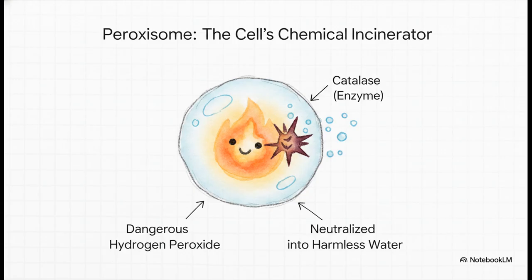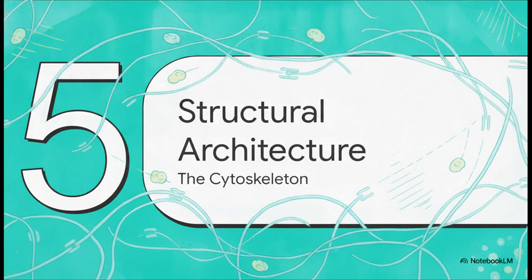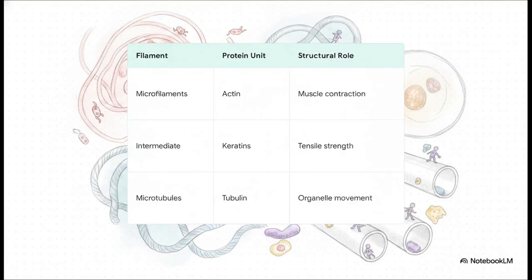Without peroxisomes, our cells would just succumb to toxic stress, and we literally wouldn't be able to synthesize the vital components needed to build the myelin sheets that protect our brain nerves. Finally, we've reached our fifth and final district, the structural architecture. So how does this entire city hold its shape and manage transit without collapsing? The infrastructure holding this human cell together falls into three main structural classes.